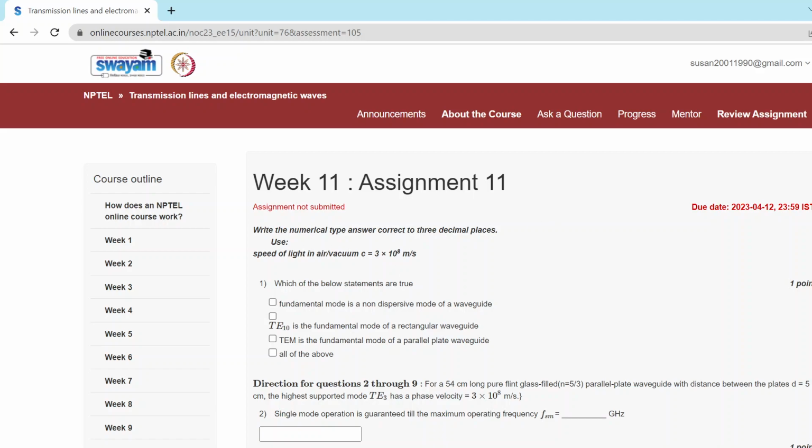You see the question: which of the following statements are true. Fundamental mode is a non-dispersive mode of a waveguide. TE10 is the fundamental mode of a rectangular waveguide. TEM is the fundamental mode of a parallel plate waveguide, and all of the above. So you see the discussion is basically on the fundamental mode, or dominant mode.